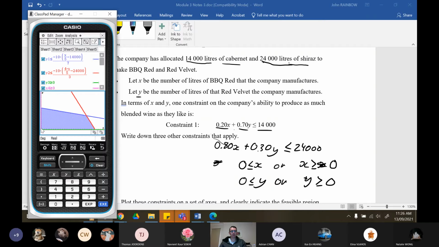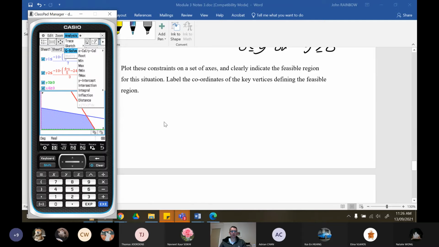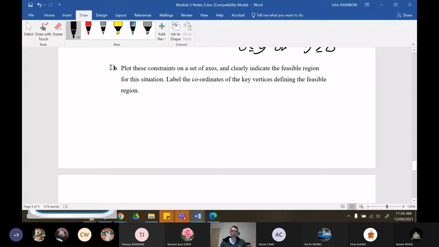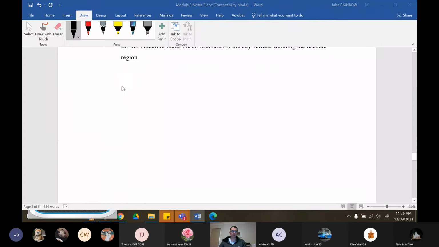Which kind of makes sense, because obviously I could produce no liters of anything. So I could definitely have that. So how do I find these points? I'm going to go analyze, G-Solve. So if I was sketching this, I want to actually do a quick sketch. So I'll just quickly do a quick one. Actually, I'm just going to take a screenshot of this.